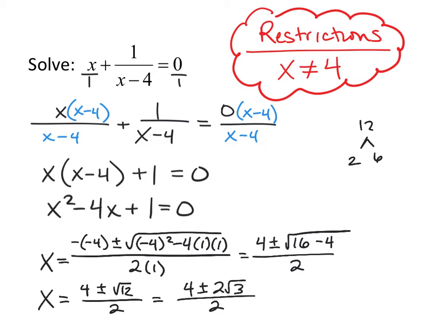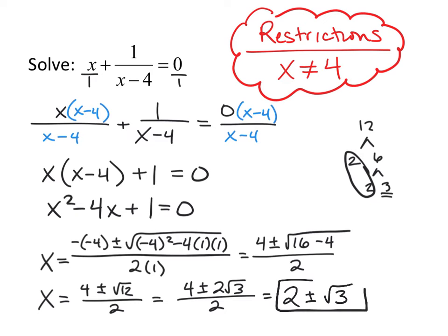12 is 2 times 6 and then 2 times 3. And if there's a double pair in a square, it gets to pop out, and all of the leftovers stay underneath the radical bar. Finishing simplifying here, 4 divided by 2, since that's the first part here. 4 divided by 2 is 2, and then 2 square root of 3 divided by 2 is just 1 square root of 3. So here are my two solutions.